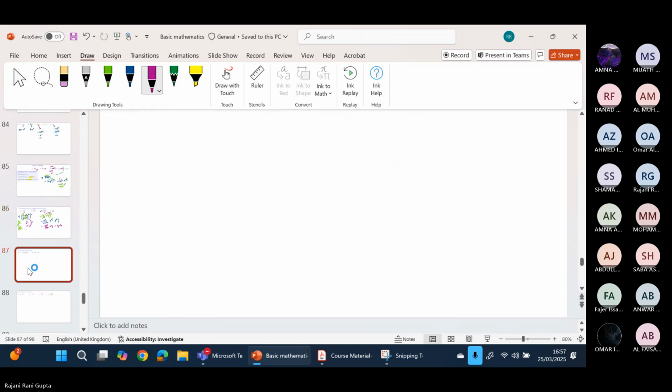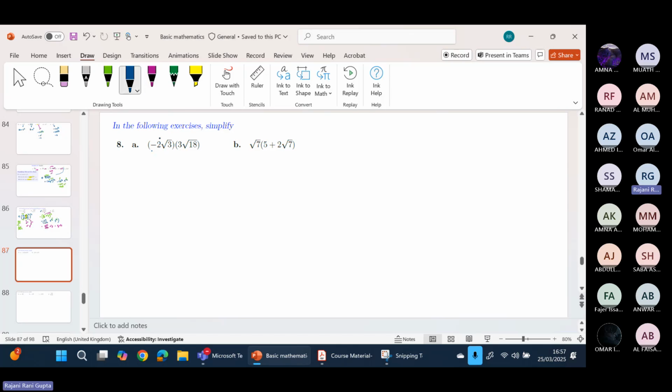Okay. I think you can simply multiply this. Multiply number with number, root with root. So minus 2 multiply 3, and root 3 multiply root 18. So it gives you minus 6, and the roots you can multiply inside, because if you have root of A times root of B, you can write it as root of A times B. Okay?